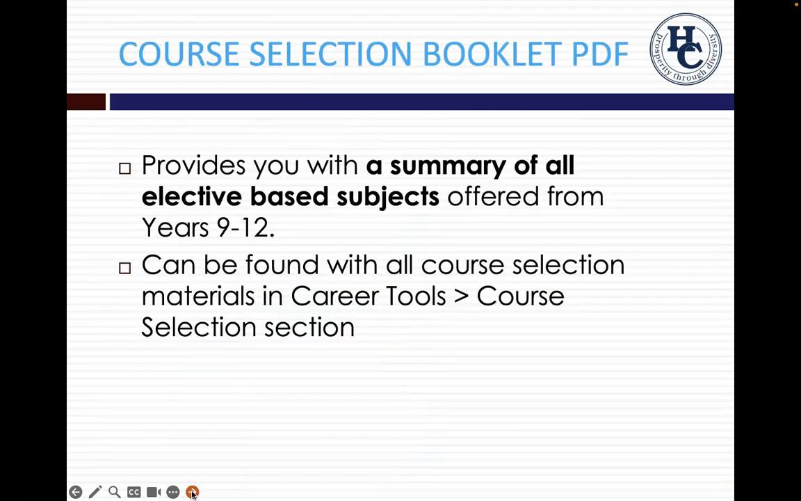To support you with this decision making, because there's a lot to consider, you might want to visit the course selection booklet. This is a PDF which is located on the Career Tools website. And you can see within the course selection section, this document is going to provide you with a summary of each of the subjects that you can choose to form part of your program and give you a little bit more information about what each of these looks like. You can also take into consideration the study designs provided by the VCAA for each of your subjects if you wish to find out more information.